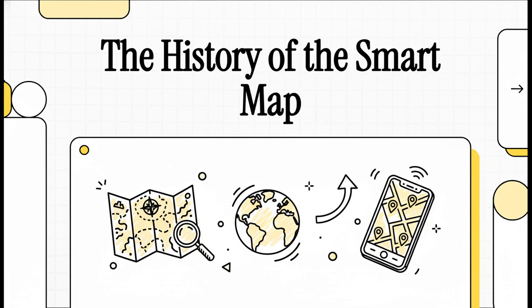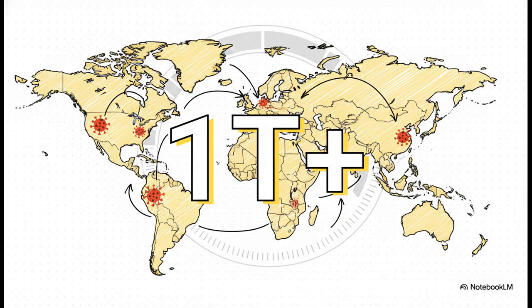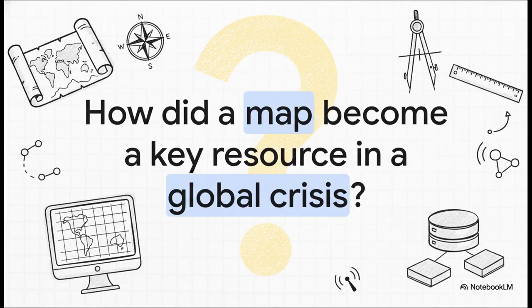Over 1 trillion. Just let that number sink in for a second. That's how many views the Johns Hopkins COVID-19 dashboard got during the pandemic. And what was it? It wasn't just a spreadsheet or a chart. It was a map that became the single most important resource for understanding a global crisis as it unfolded. So how in the world does that happen? How does a simple map become such a critical, life-saving tool?